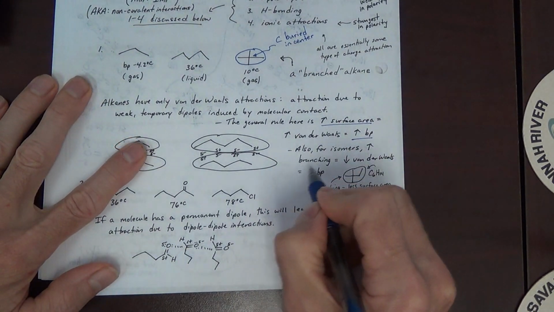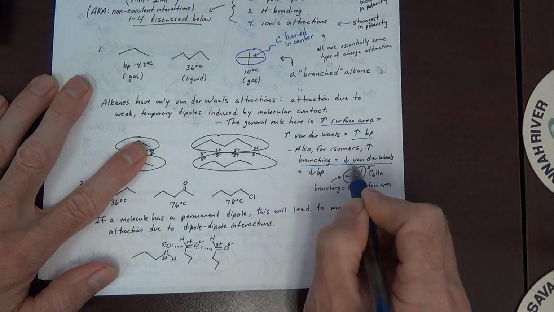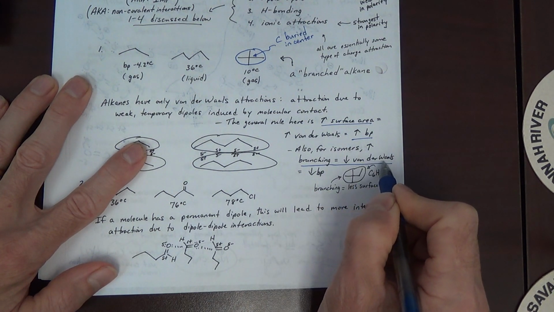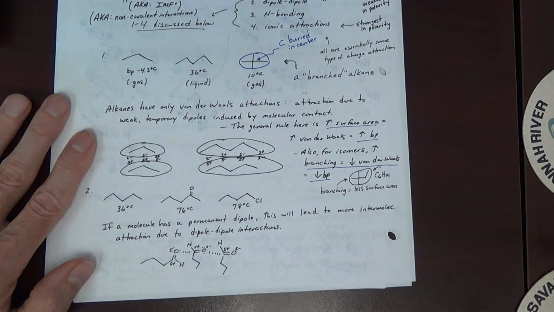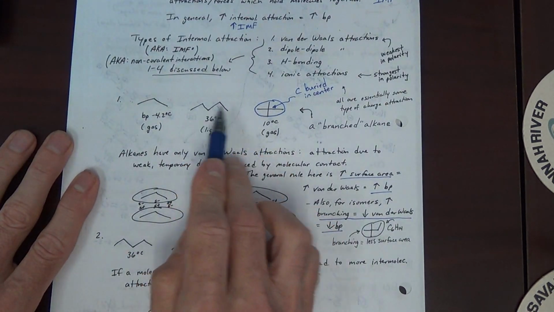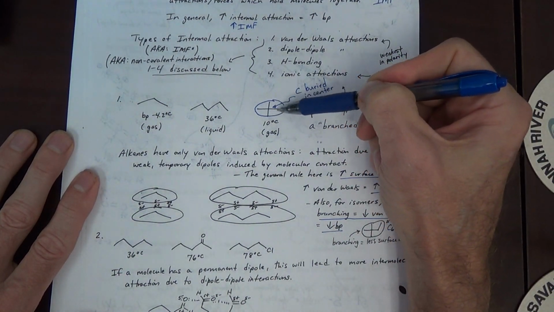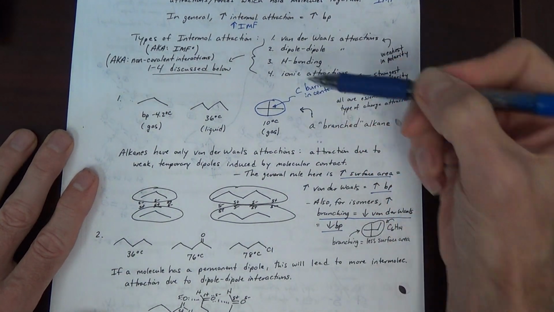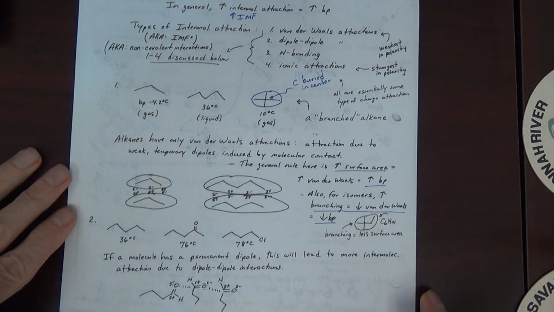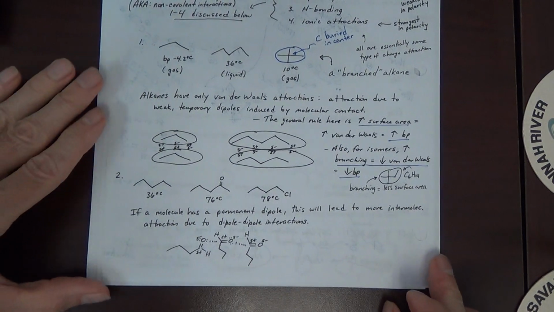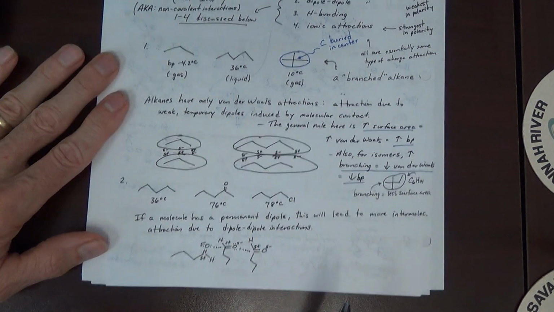So the take-home here is branching lowers the van der Waals. It lowers the surface area, it lowers the van der Waals, and thus branching is going to lower the boiling point. So you look at these two isomers, you would expect the branched one to have the lower boiling point because it has less surface area. Okay.